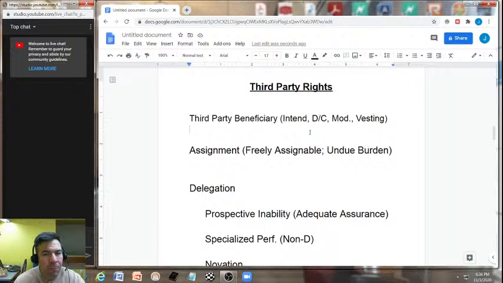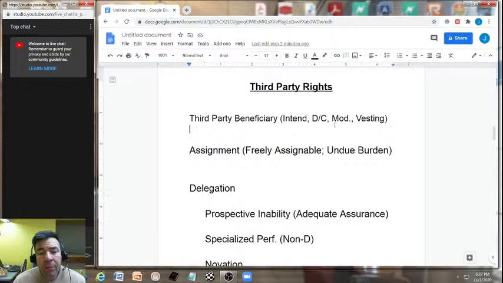If they're not an intended third party beneficiary, but they do get some kind of benefit from the contract, this would be called an incidental third party beneficiary, with no enforceable rights whatsoever. But if they are an intended third party beneficiary, what kind are they? They would either be a donee third party beneficiary or a creditor third party beneficiary. Donee being a gift-like benefit, the creditor third party beneficiary would be more of an obligation-like benefit.